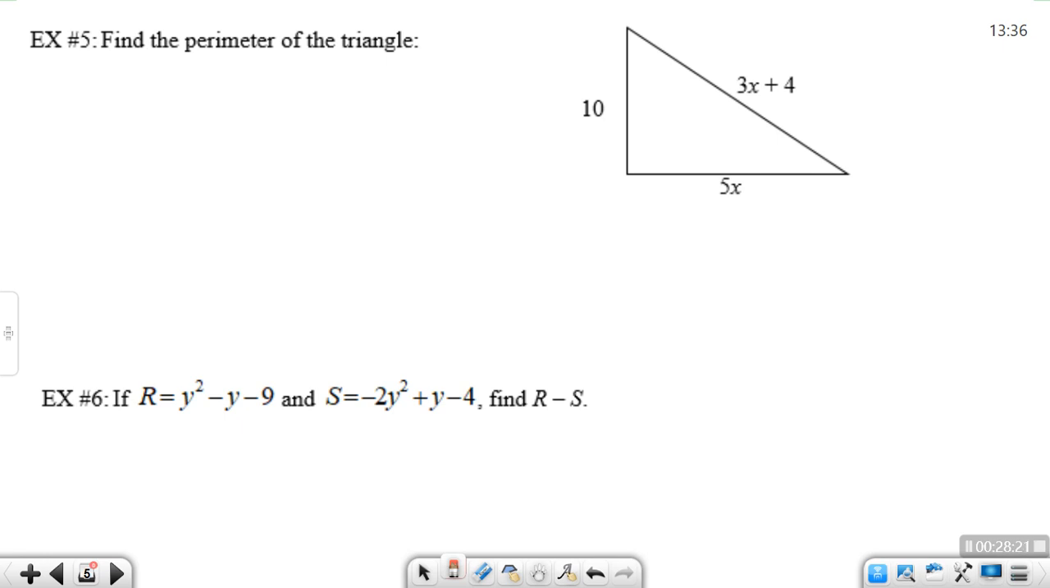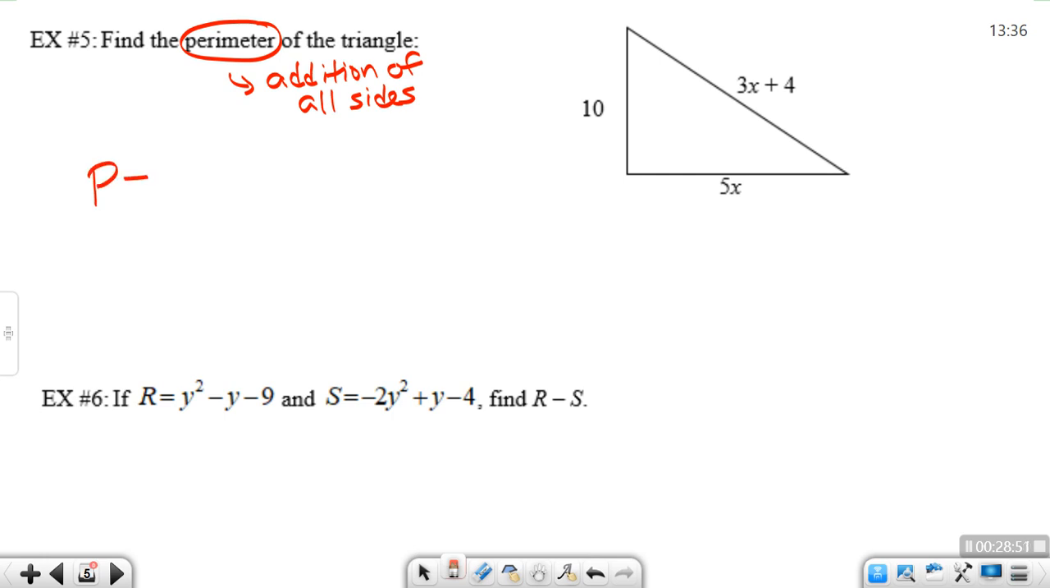So there's a lot of ways that we could be tested on this concept. If we look at example number 5, it looks like we have a little bit of geometry thrown in here. So it says find the perimeter of the triangle. So we should all be familiar with perimeter. We've already talked about it this year. Remember, it is the addition of all sides.